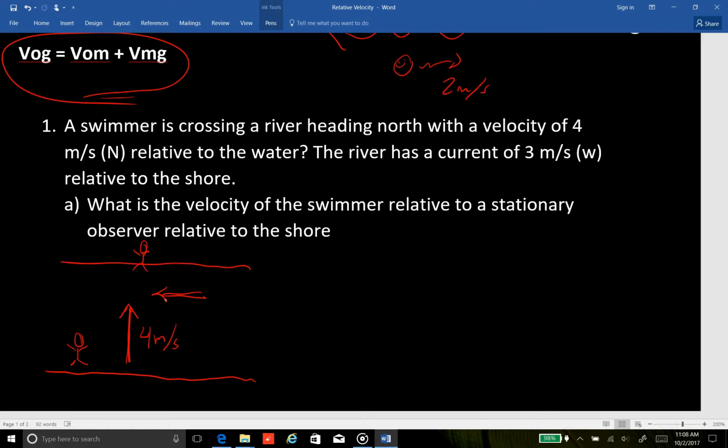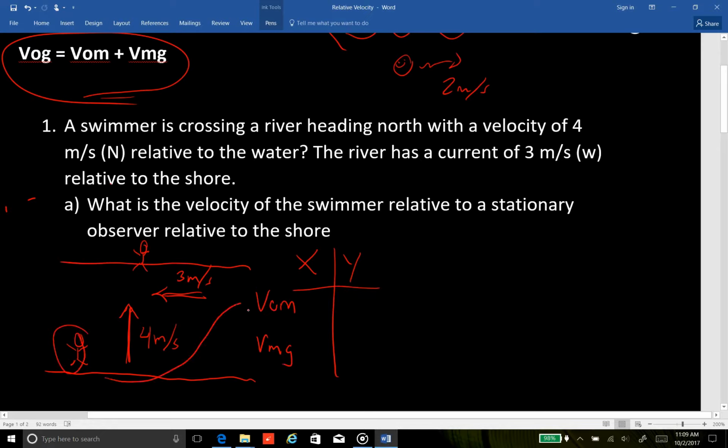Why would they be traveling north? Because the swimmer's velocity is north. But why would they be traveling west? Because of the current. Now, how do you add these two vectors up? Well, you do what we did before. You do the xy component method, right? So remember the x and the y are independent. So the swimmer, we're going to label the swimmer as the object in the medium, and we're going to label the current as the medium relative to the ground. So let's look at the vector for the swimmer. Okay?